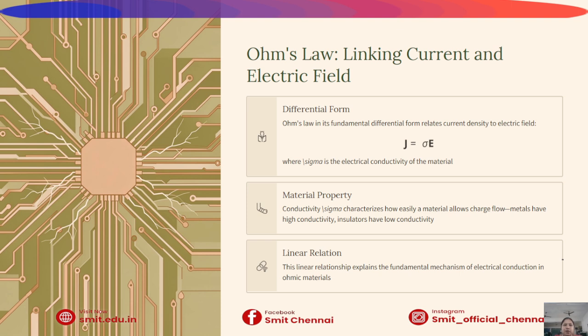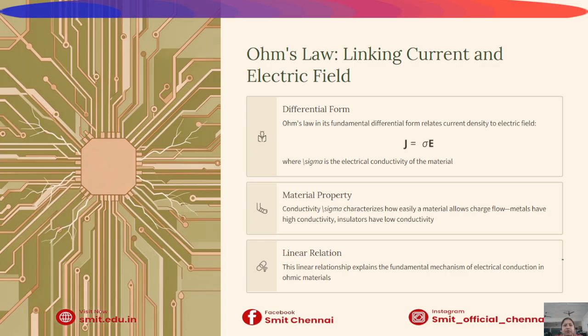Next we see about the Ohm's law in the point form. Ohm's law in differential or point form relates the current density to the electric field intensity within a conducting material. It is expressed as J equal to sigma E, where sigma represents the electrical conductivity of the material.